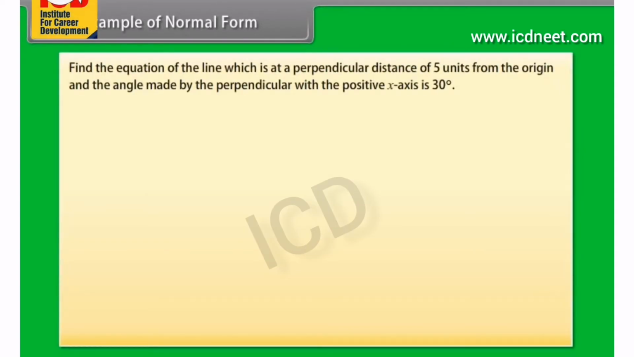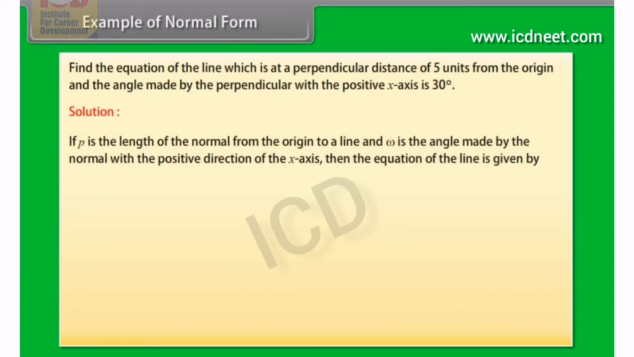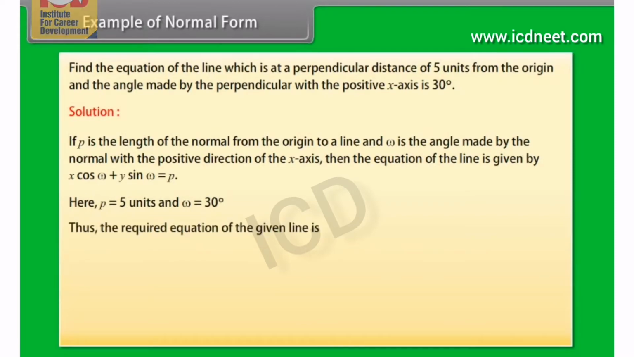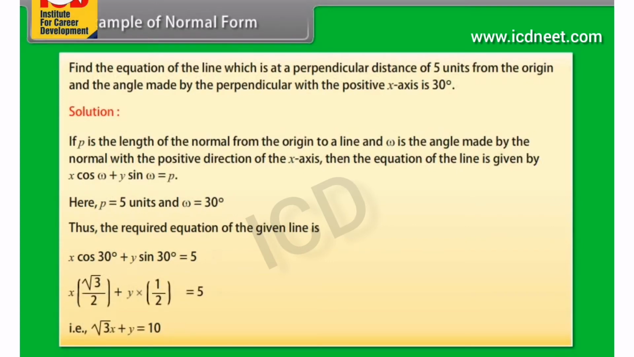Example of normal form. Find the equation of the line which is at a perpendicular distance of 5 units from the origin and the angle made by the perpendicular with the positive x-axis is 30 degrees. Solution. If p is the length of the normal from the origin to a line and omega is the angle made by the normal with the positive direction of the x-axis, then the equation of the line is given by x cos omega plus y sin omega is equal to p. Here, p is equal to 5 units and omega is equal to 30 degrees. Thus, the required equation of the given line is x cos 30 degrees plus y sin 30 degrees is equal to 5. It can be simplified to x root 3 plus y is equal to 10.